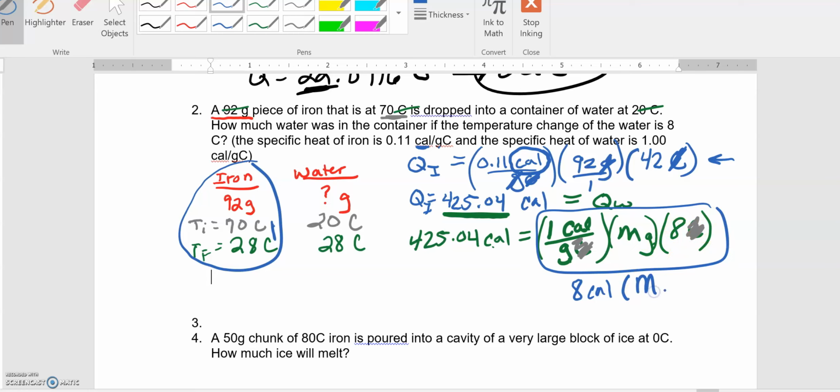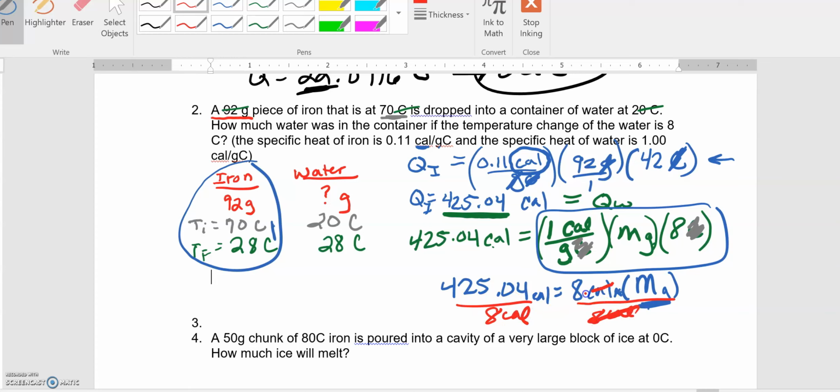And then my M, I'm not actually going to put it together with that. I want to keep them separate right now. And that's still going to be equal to my 425.04 calories here. Now, in order to solve for M, because it's being multiplied by 8 calories, I need to use the inverse operation, which is division, and I need to go ahead and divide both sides by 8 calories.